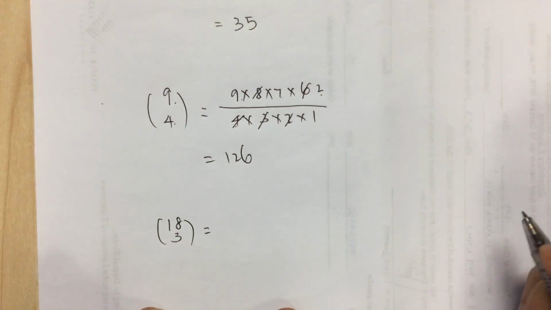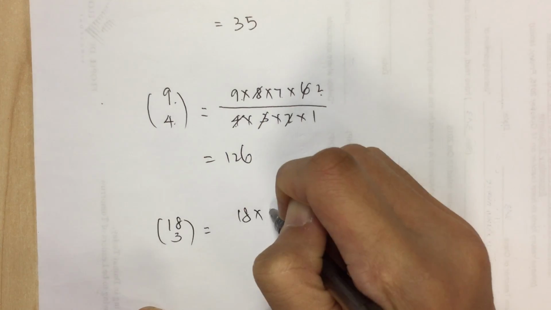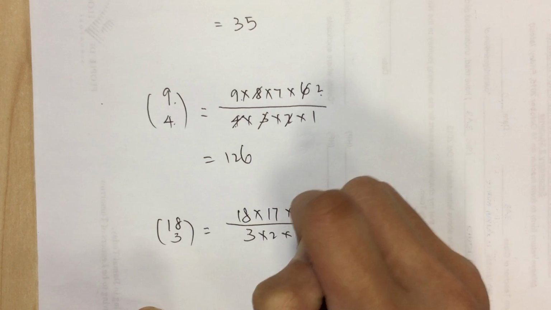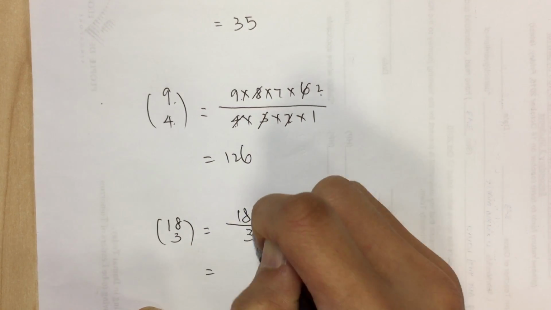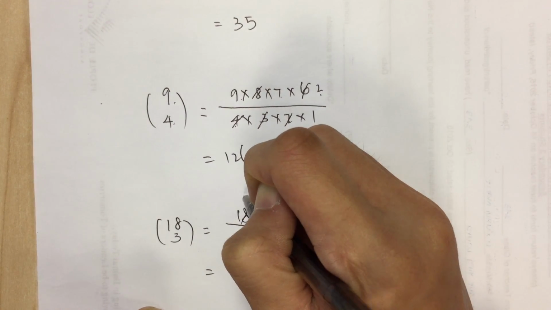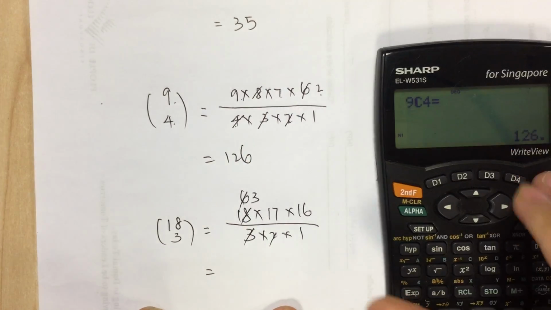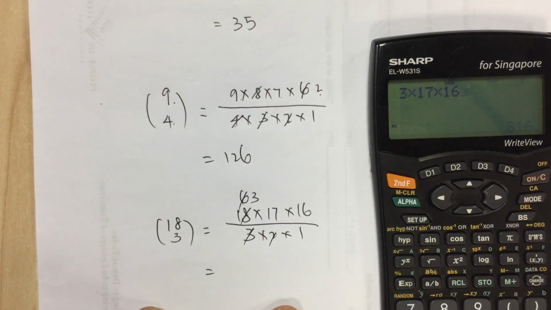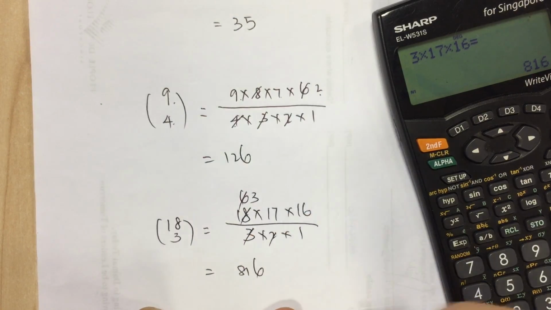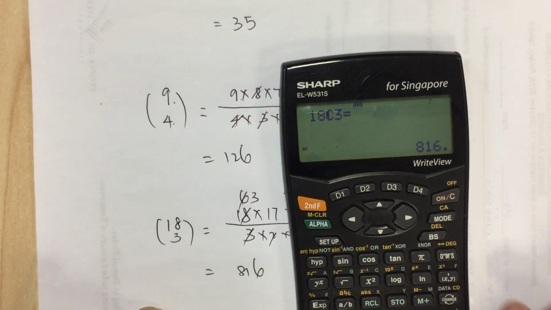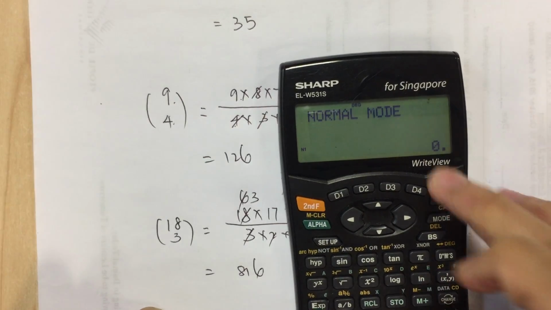Just one more before we write down officially. 18C3: 18 times 17 times 16 over 3 times 2 times 1. 6 and 3. Then 3 times 17 times 16 is 816. Let's verify with the calculator. 18C3: 816. There you go.